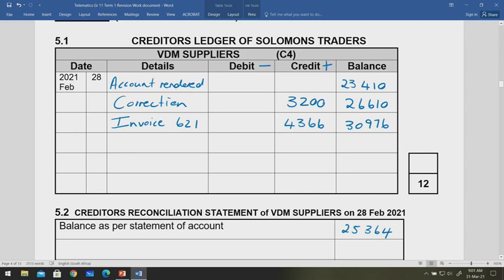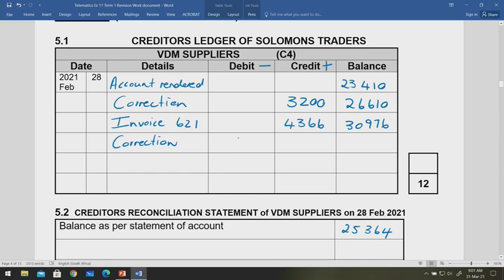2.3, Solomon's Traders incorrectly credited a debit note to the creditors ledger account of VDM suppliers, 340. So yet again a mistake made, so this will be a correction. It was our mistake, because it says Solomon's Traders, we incorrectly credited a debit note. So instead of subtracting, we added the credit note. Credit note means we sent goods back to the creditor. So his account was supposed to decrease, but we increased it.